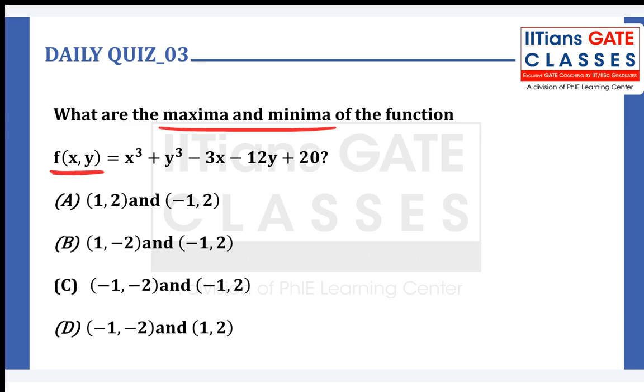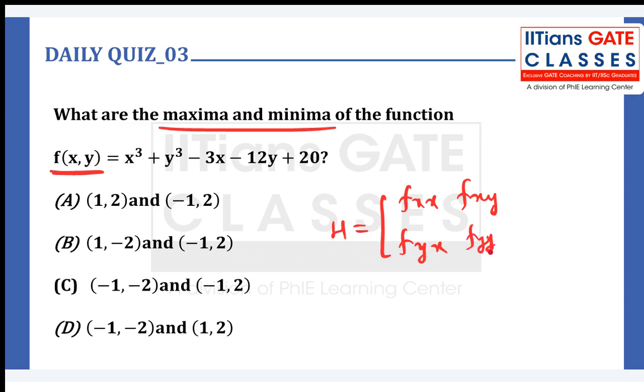First you find the gradient of this function f, so grad f equal to 0. That means del f by del x equal to 0 and del f by del y equal to 0. These two equations will give you critical points. Then at each and every critical point, you are supposed to check the determinant of the Hessian matrix. There is something called the Hessian matrix for this kind of function, that is f of xx, f of xy, f of yx, and f of yy.